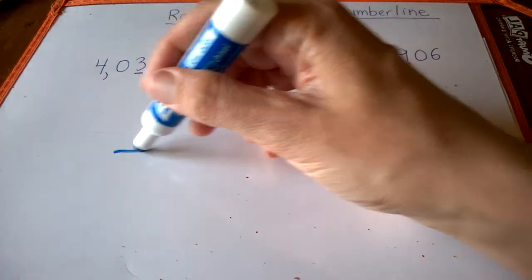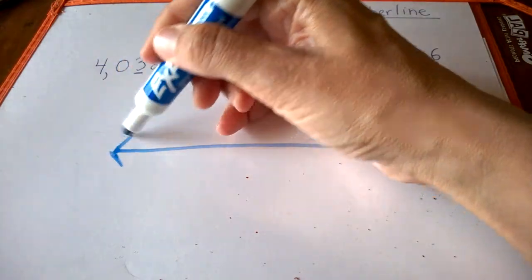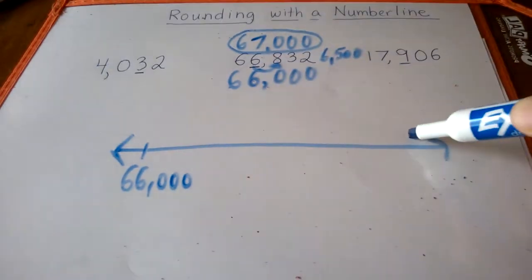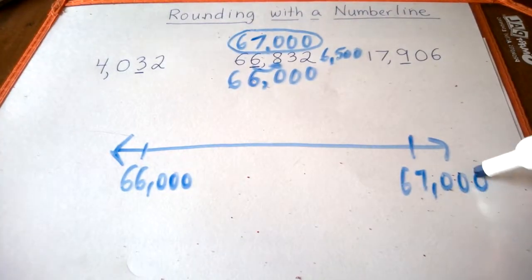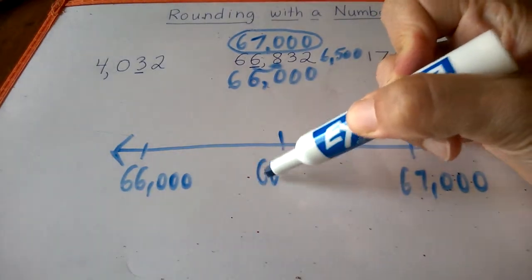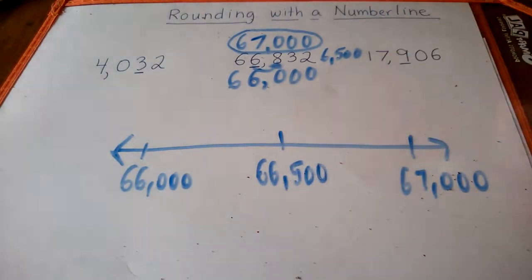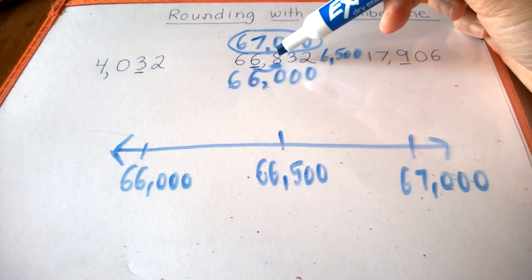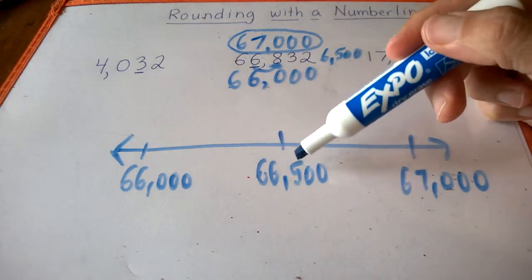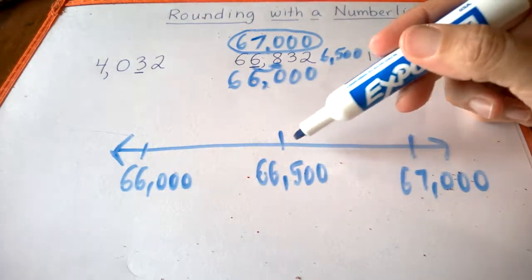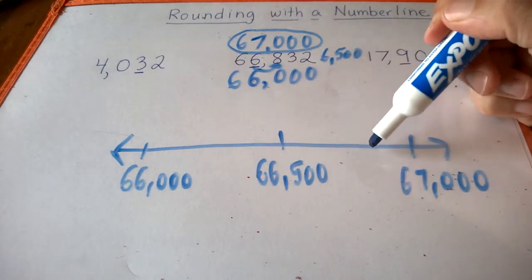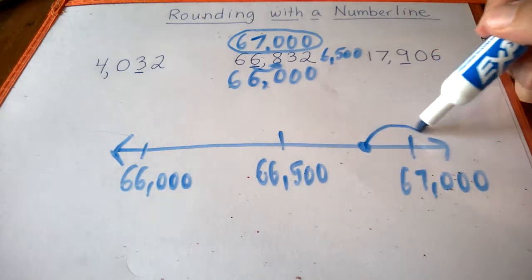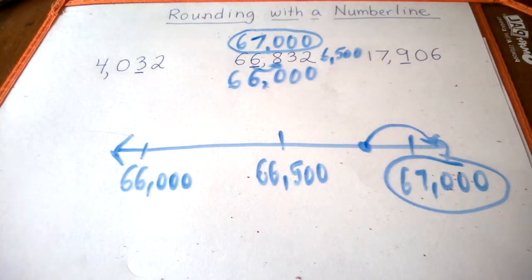Again, what would this number line look like? Our lower 1,000, the 66,000, would be on the left. Our 67,000 would be on the right. And our 66,500, 500 is halfway between 1,000, would be in the middle. Now we have 66,800. Here we are at 66,500. So let's just count up here. We got 500, 600, 700, 800. You don't have to be exact. And you can see that this is closer to the 67,000.